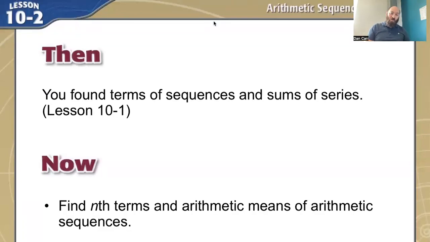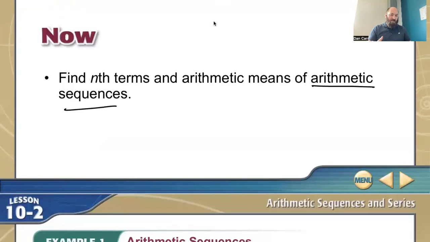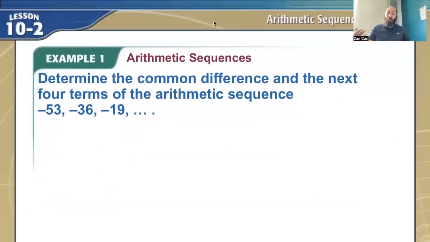Today we're going to be looking at 10 to day one. We're going to continue talking about sequences, but today we're going to talk about a very specific type of sequence. Before, we talked about what sequences are, with our patterns of numbers. Now we're going to be talking about arithmetic sequences, a very specific type. Let's look at this sequence of numbers that is an example of an arithmetic sequence.